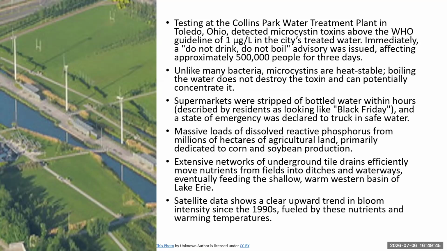This crisis caused widespread panic, with bottled water selling out within hours. People were panicked. The root cause was excessive phosphorus runoff from surrounding agricultural land, combined with warm conditions that promoted the large harmful algal blooms in Lake Erie.